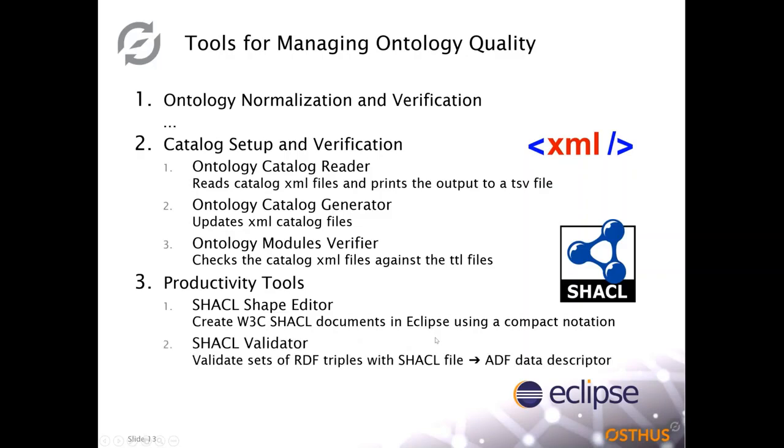And the other one is the SHACL validator. You can define SHACL shapes that define what the structure of your ontology or part of your ontology should look like. And then you can validate that. So you can validate the ADF data descriptor or validate whether our AFO complies with our data model.